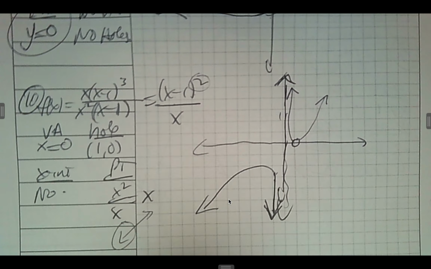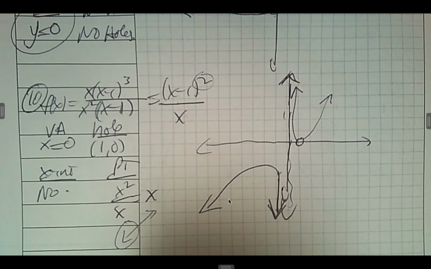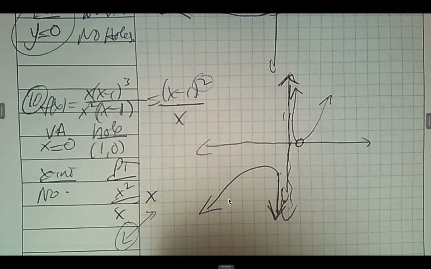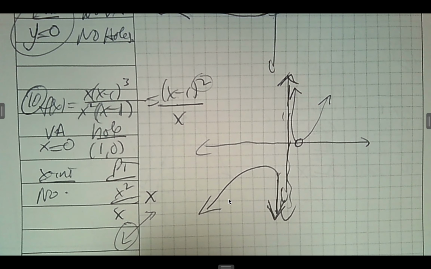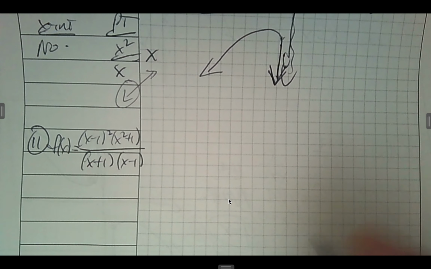So at number 11 we have f of x equals (x minus 1) squared times (x squared plus 1), over x squared minus 1. So right away I'm going to write the denominator as (x plus 1)(x minus 1), since it's a difference of squares. Now I'm just going to analyze it quickly before I do anything else.